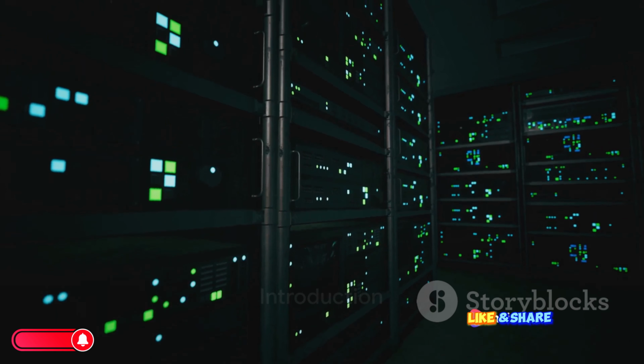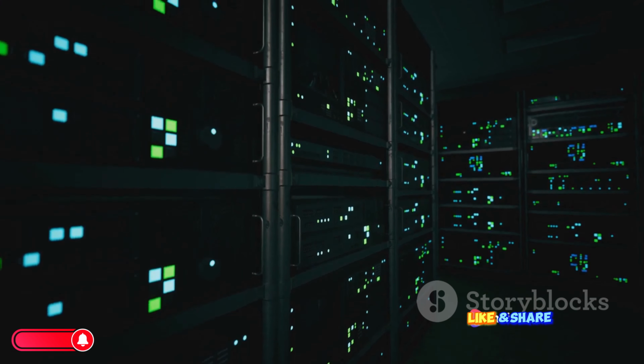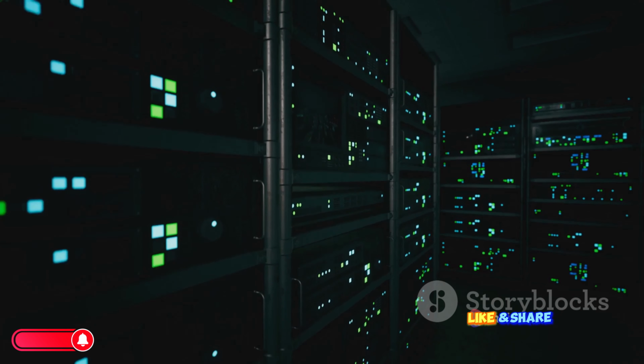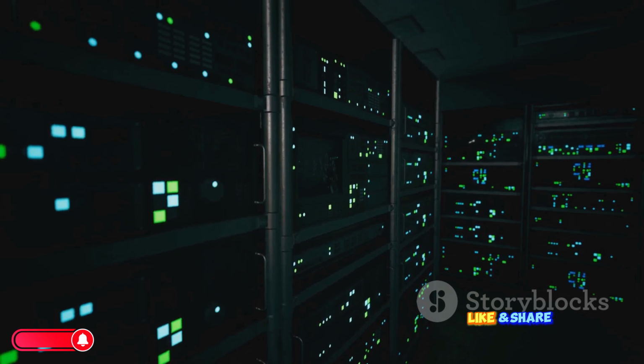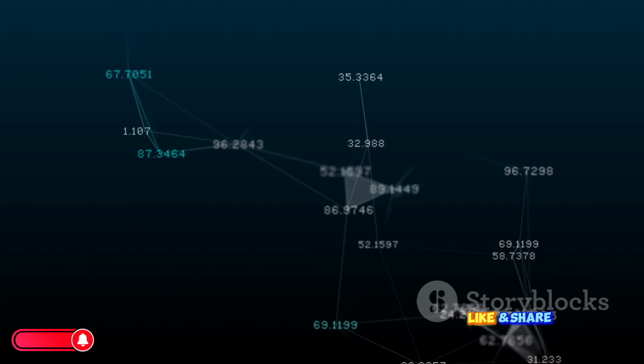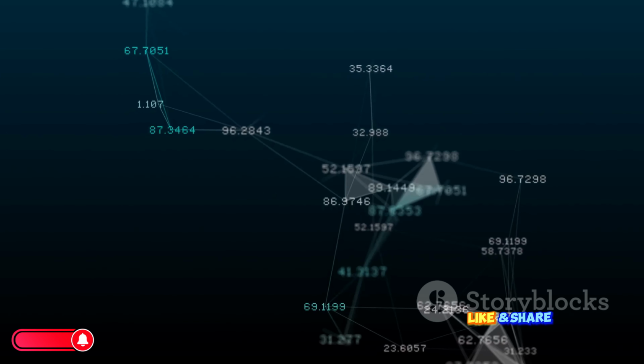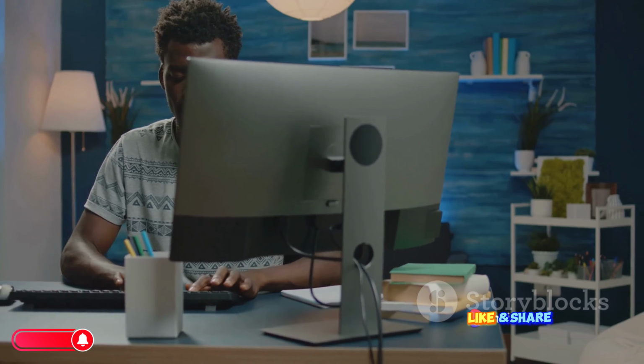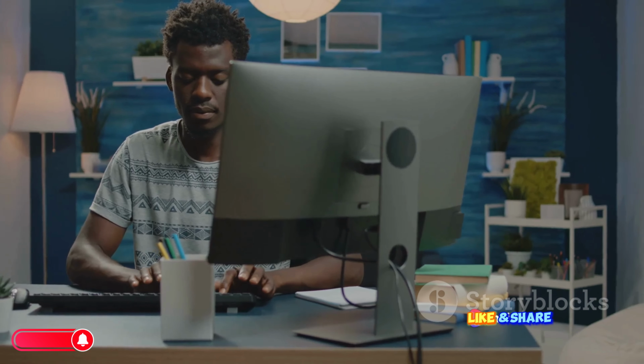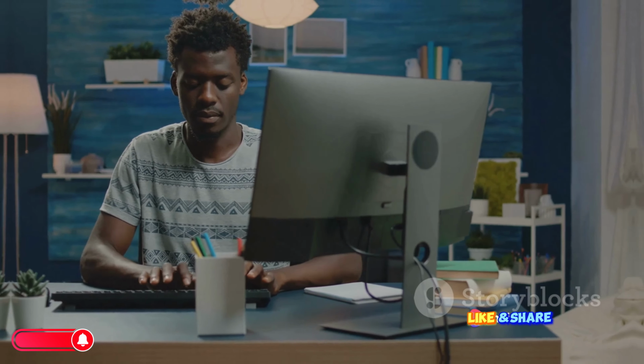Today, we embark on an intriguing journey to understand the backbone of our modern digital world, the Internet. In this digital age, the Internet has become as vital as air, and yet many of us don't fully grasp how this vast network of information functions.